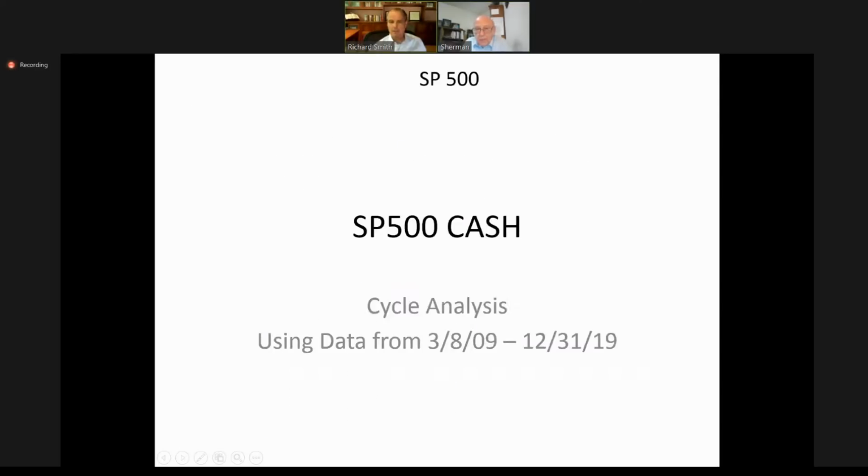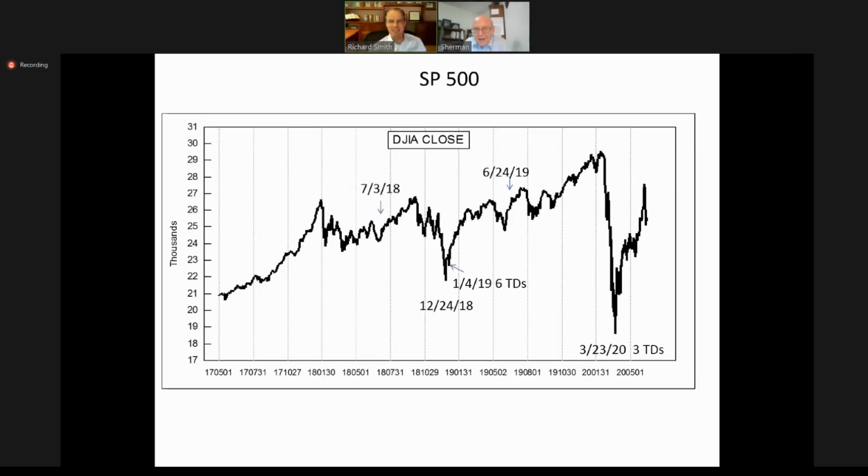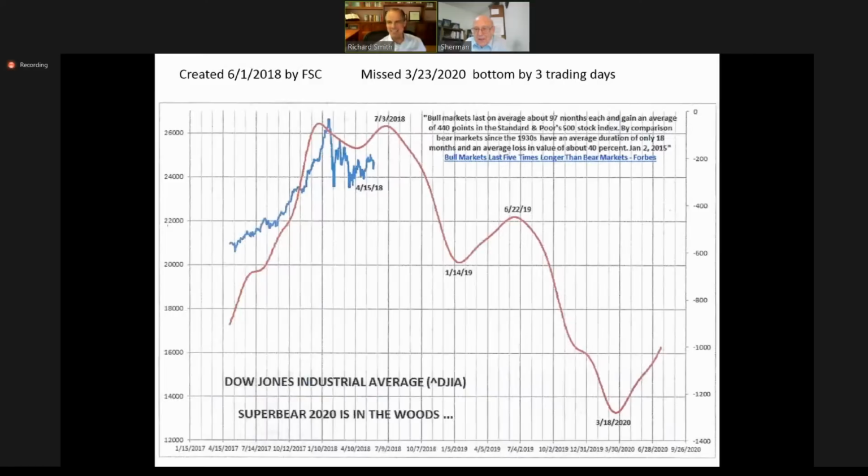Hey, Sherman, can I jump in for just a second? A few people had trouble hearing us when we first started. Sure. So would you mind going back a few slides and showing that super bear slide again? Because I want to make sure everybody got what we were looking at there.